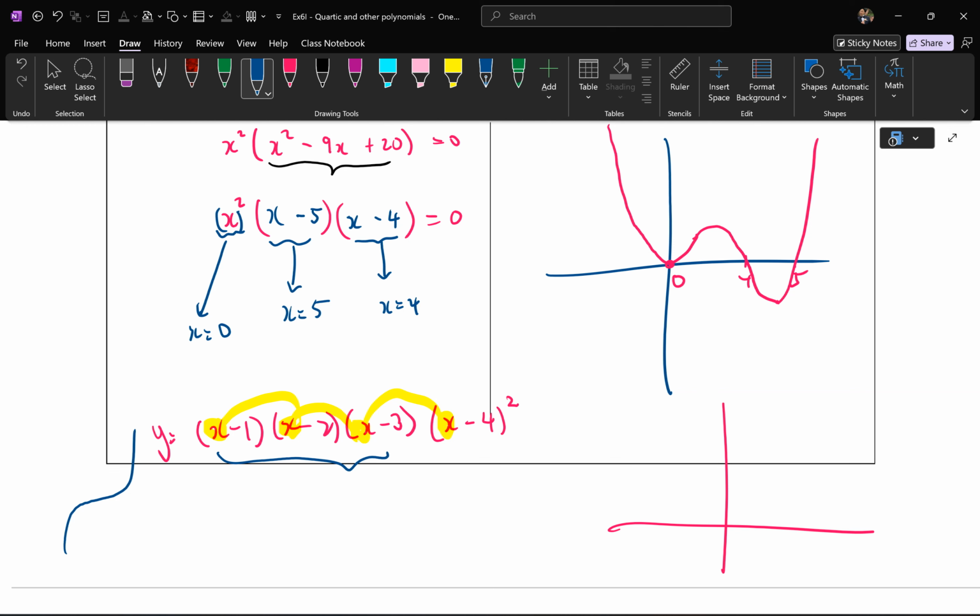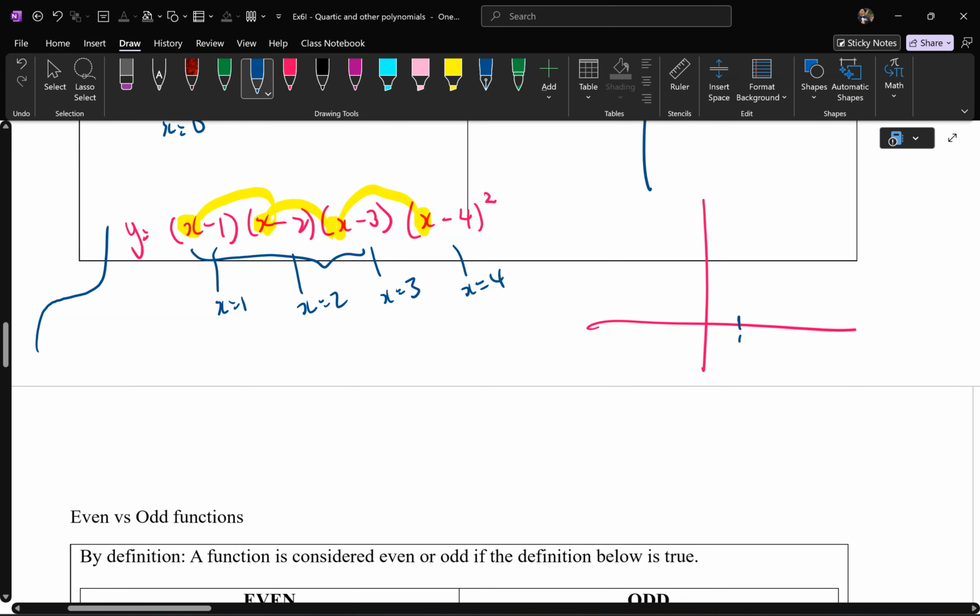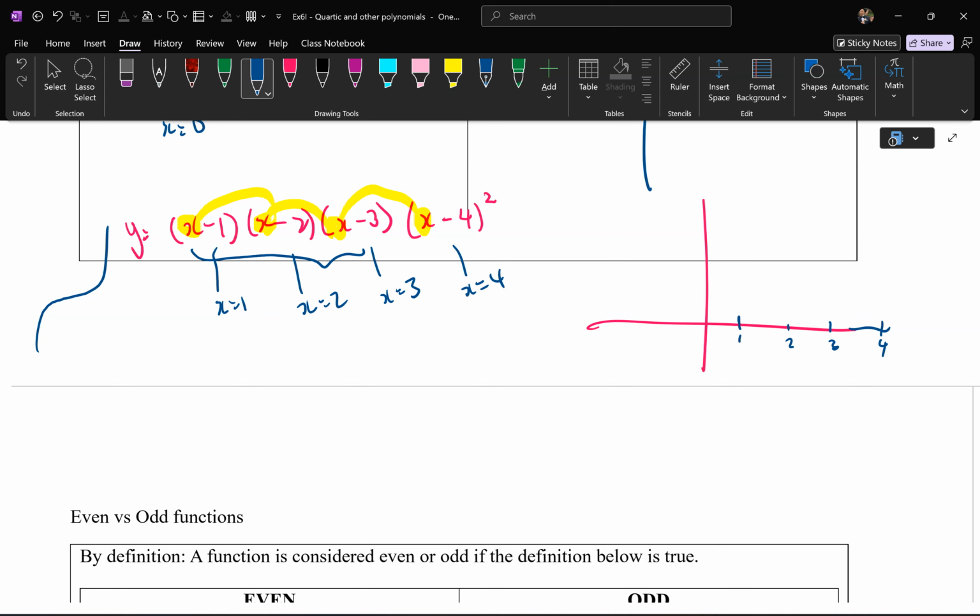Now, how do you draw this shape where you cross 4 times, but it has a turning point at 4? X equals 1, x equals 2, x equals 3, x equals 4. Can you draw that shape? 1, 2, 3, 4, but it has to have a turning point at 4. It has to have this shape, crosses through 1, 2, 3, but sits on 4. What would that look like? There's only one way to do it. I can't see it.